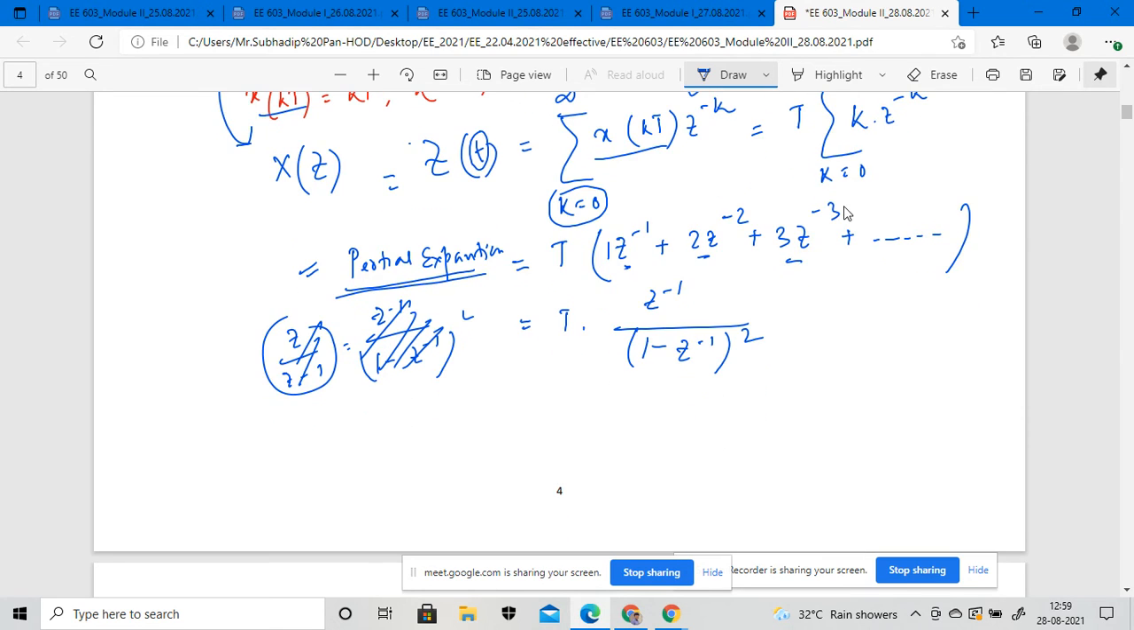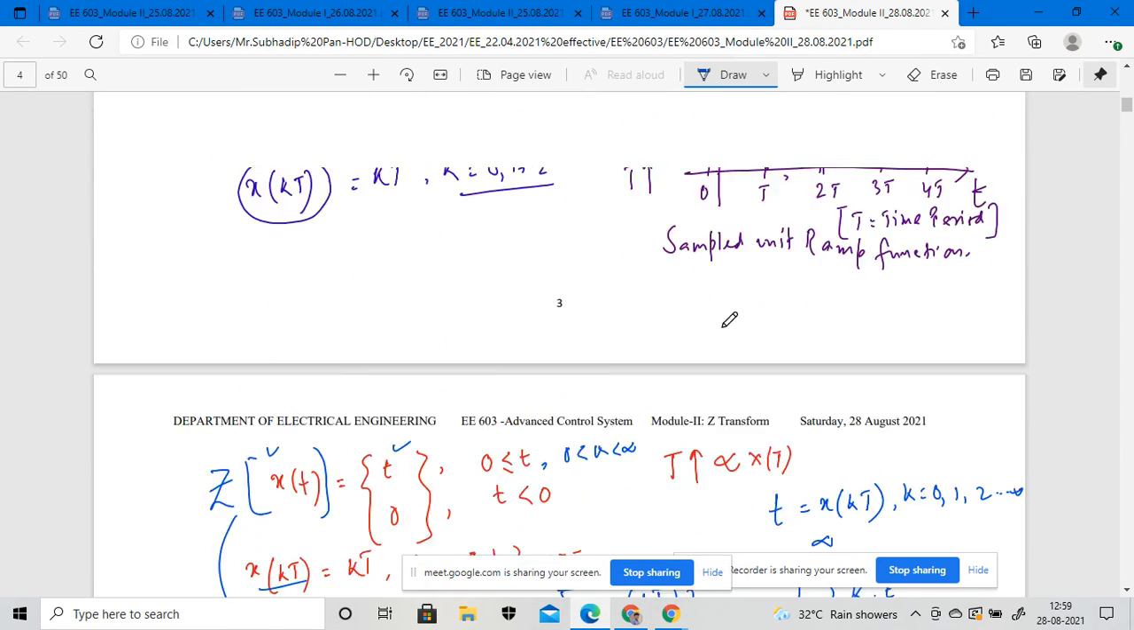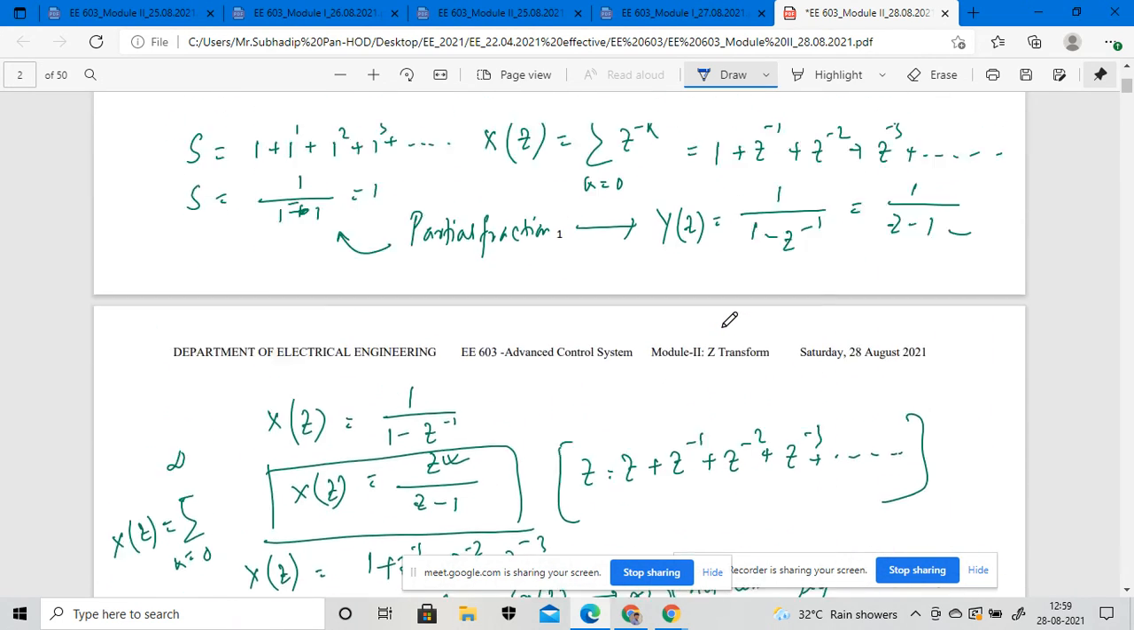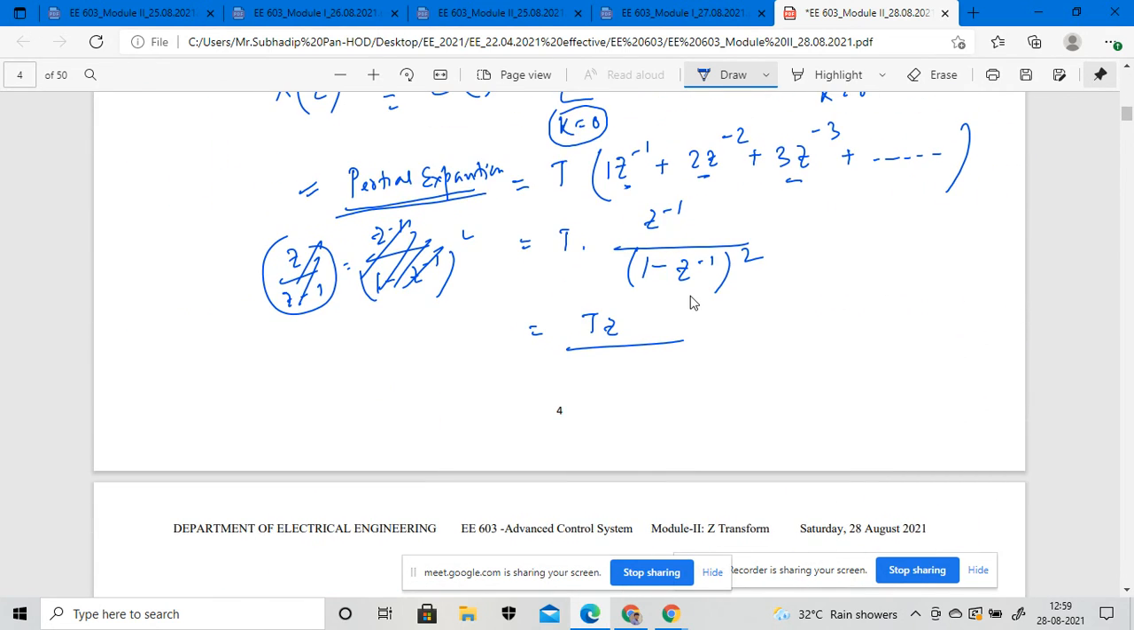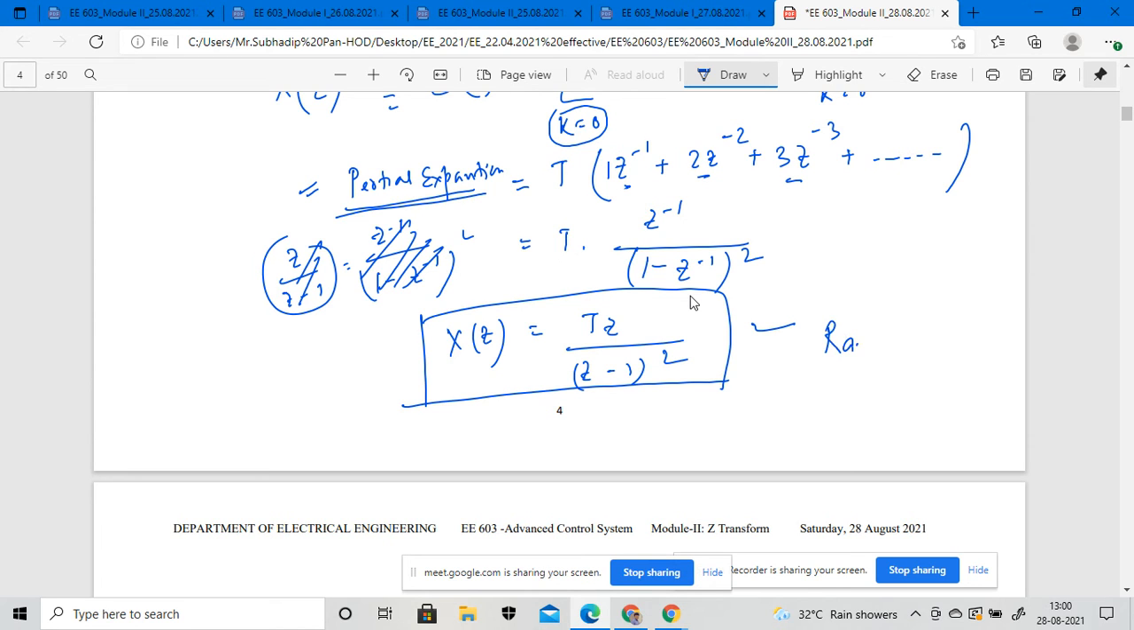So if I simplify these things again, it will come T z divided by, as we are considering, 1 minus z inverse squared, like this one. It will come like this, z minus 1 squared. So here X of z will be this equation. This will be for the unit ramp function.